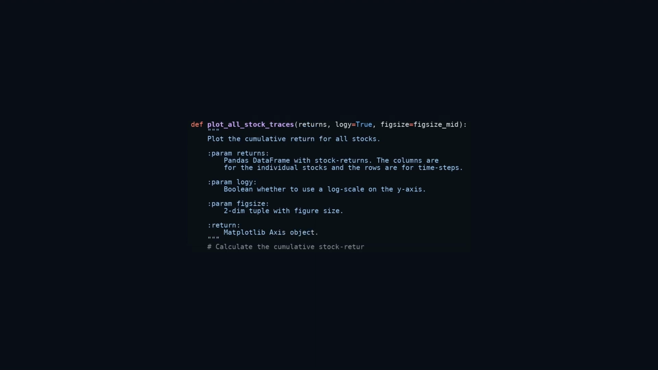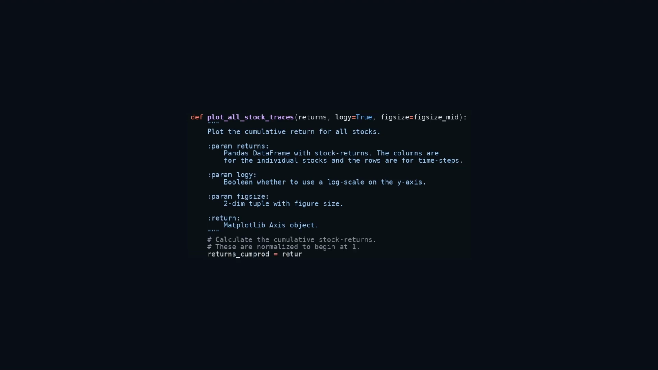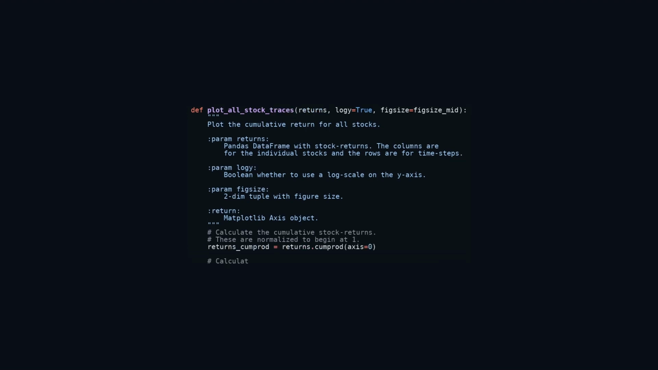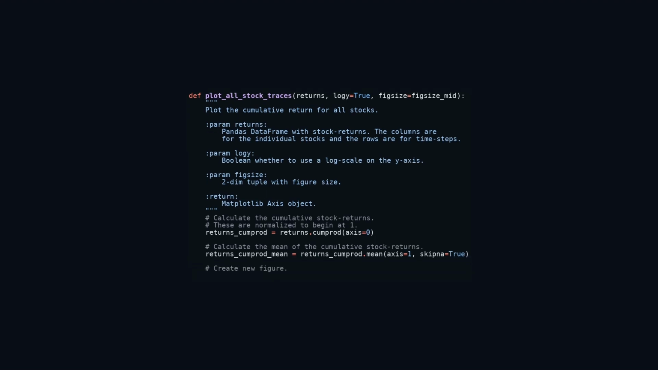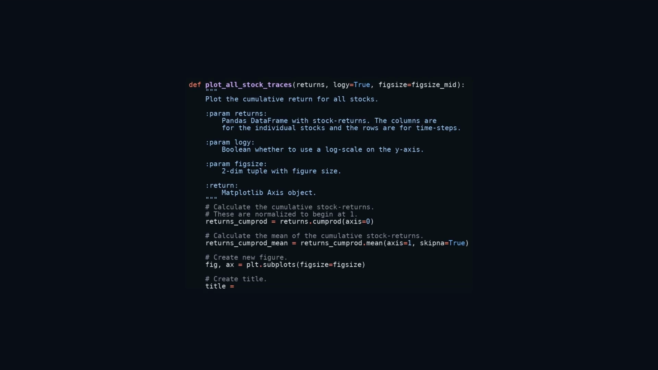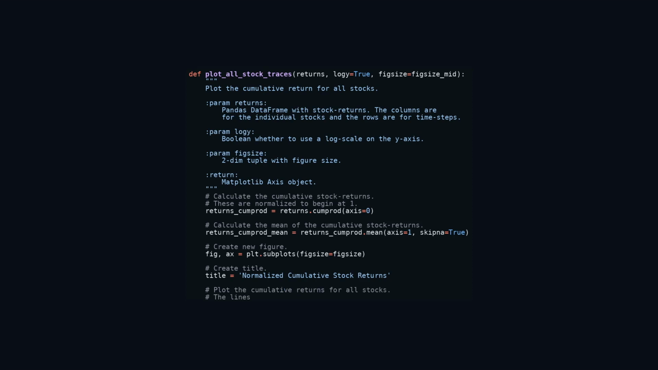The code first calculates the cumulative returns for each stock by taking the cumulative product of returns over time and then computes the mean of these cumulative stock returns. It sets up the plot with a title, axis labels, and appropriate styling, plotting the cumulative returns for each stock in blue with a transparency level of 0.1. The mean cumulative return is then overlaid in red. Additionally, a dashed black line is added at 1 to distinguish between regions of loss and gain.